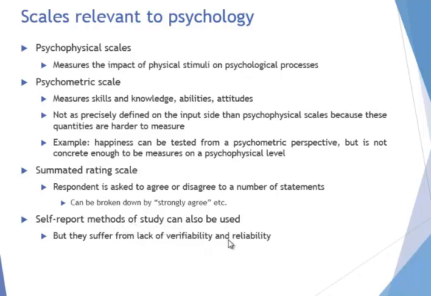Self-report methods can also be used. You can ask people, are you happy? Are you smart? Are you a good driver? Whatever it is. But again, it's hard to verify or ensure that it's reliable. They say that if you ask a random 100 people how good a driver they are, 90% of them will say they're above average, which obviously is impossible because only a little less than 50% can possibly be above average. That's one of the reasons why self-reports are not necessarily verifiable or reliable.